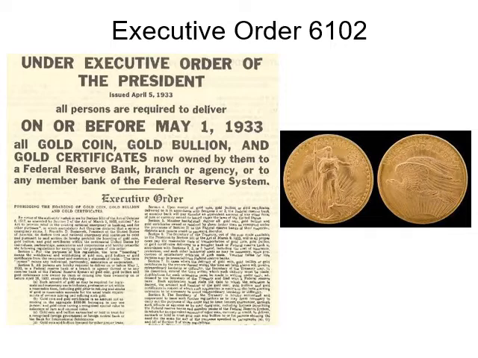In 1933, during the Great Depression, Franklin Delano Roosevelt issued Executive Order 6102, forbidding the hoarding of gold coin, gold bullion, and gold certificates within the continental United States. It was made under the authority of the Trading with the Enemy Act of 1917, as amended by the Emergency Banking Act in March 1933. This order required all persons to deliver on or before May 1, 1933, all but a small amount of gold coin, gold bullion, and gold certificates owned by them to the Federal Reserve.